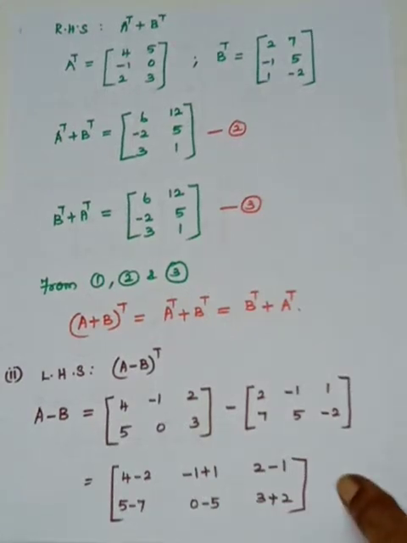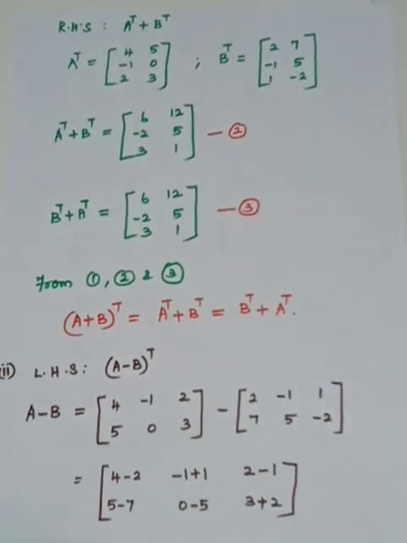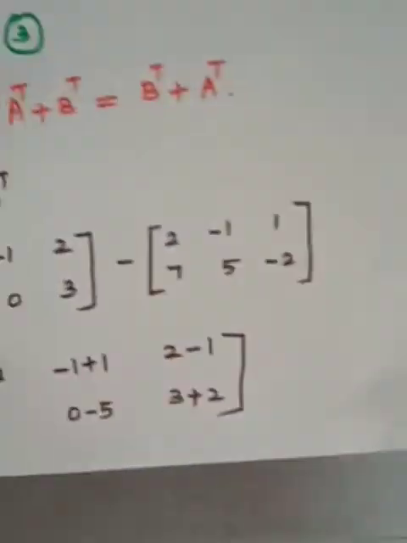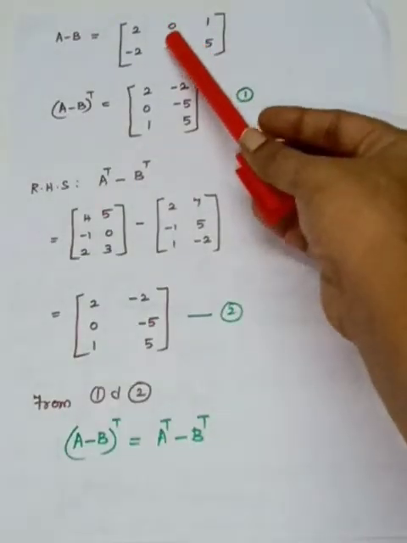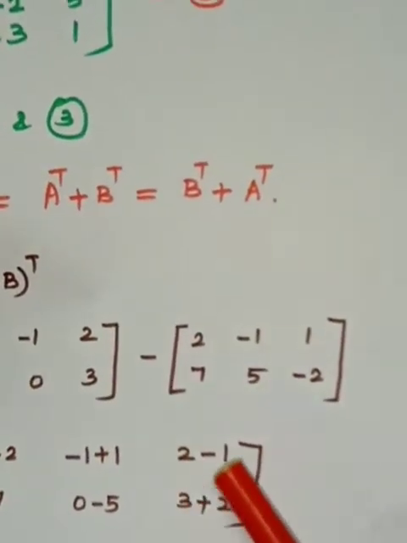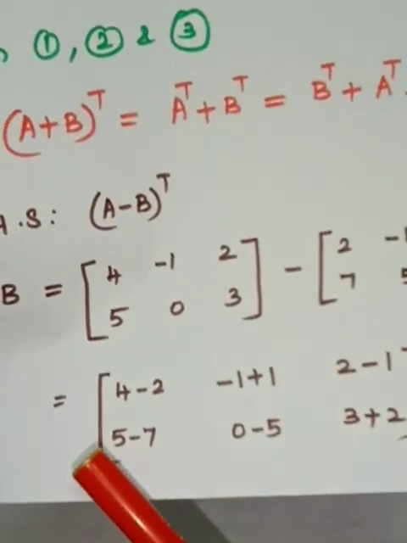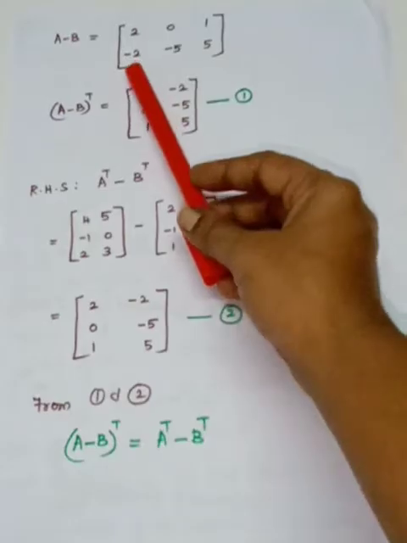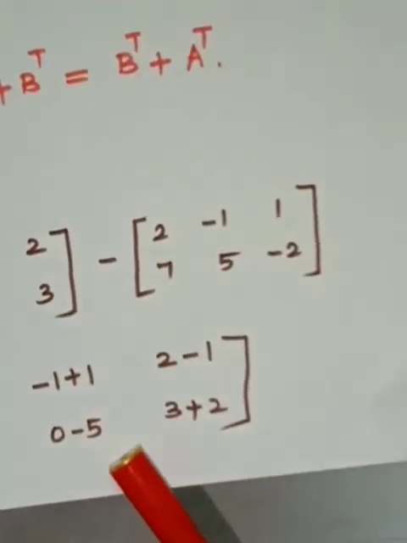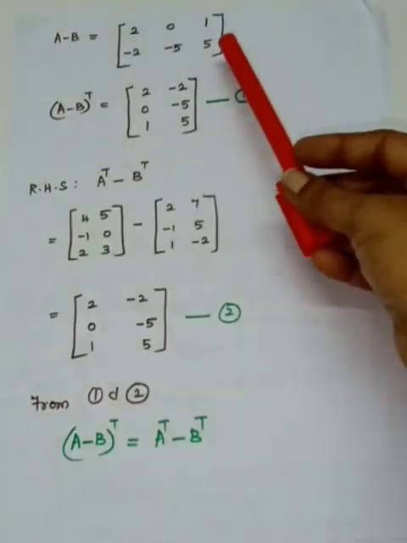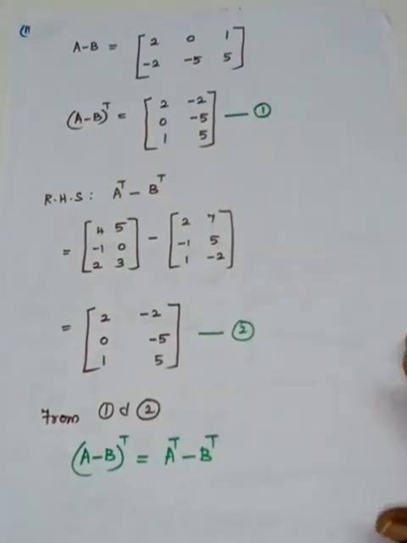So A minus B, here you are having 4 minus 2. What is it? It is 2. Next one, minus 1 plus 1. It is 0. And 2 minus 1. What is 2 minus 1? It is 1. And the next one, 5 minus 7. That is minus 2. 0 minus 5. Minus 5. 3 plus 2, that is 5. Okay, so A minus B we have found.